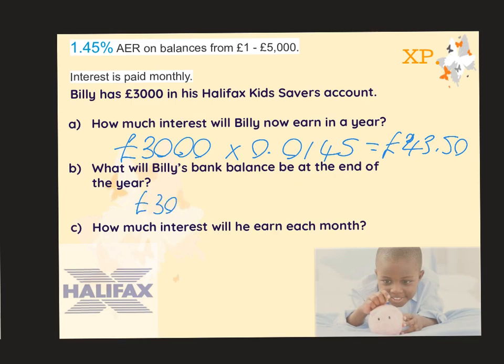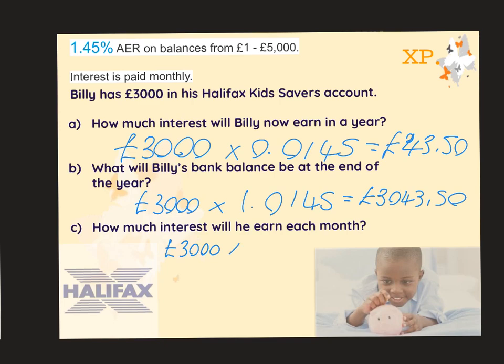So to work out his balance at the end of the year, if you didn't have that previous question, multiply by 1.0145 and you'd get £3,043.50. And then again, how much interest will be earned each month.